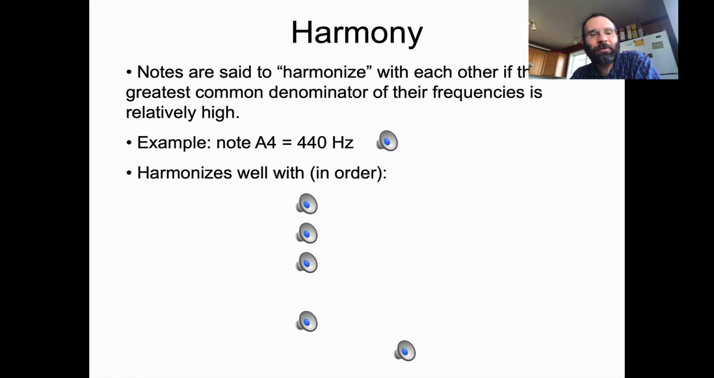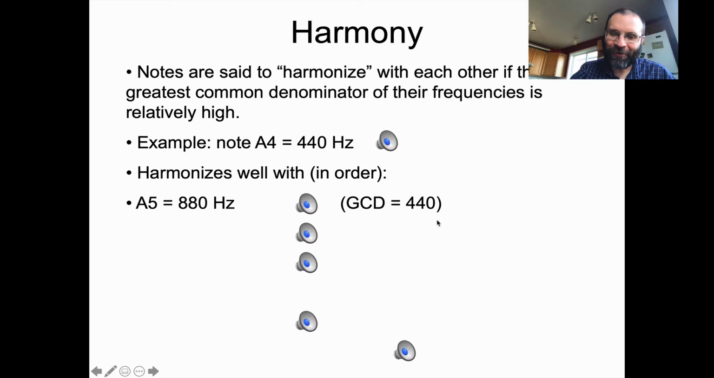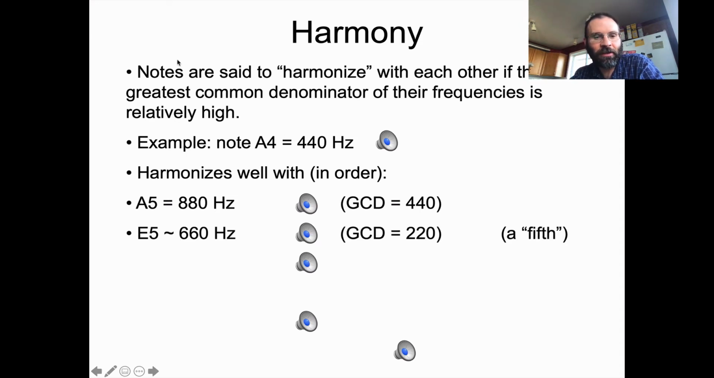So that's going to harmonize well with, in order, the next A above it in the scale. Yeah, I don't know if that sounds so great. But there's a high greatest common denominator for those two, so you can intuit that there's a fundamental there that both notes share. You can think of these two tones as two harmonics of the same complex wave, because you go from 0 to 440 and then 440 to 880, which is what you'd expect for harmonics of a complex wave with that fundamental frequency.